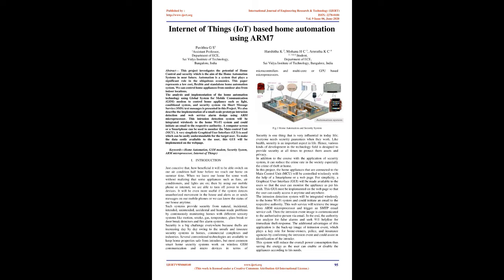It will be even more useful if the system detects unauthorized movement in the house and alerts us or sends messages to our mobile phones, or we can know the status of our house anytime. Such systems provide security from natural, incidental, intended, unintended, accidental and human-made problems by continuously monitoring homes with different sensory systems like motion, smoke, gas, temperature, glass break or door break detectors and fire alarm systems.